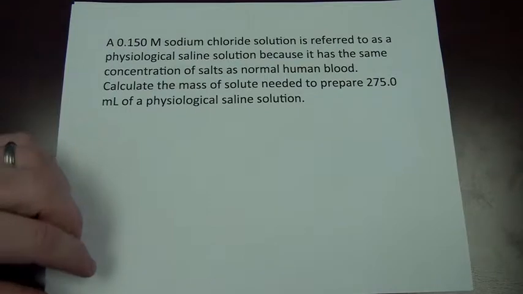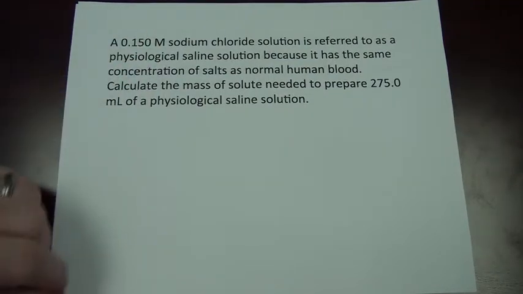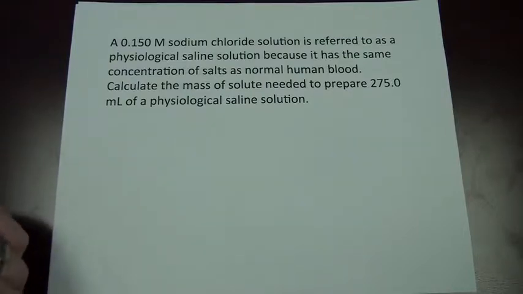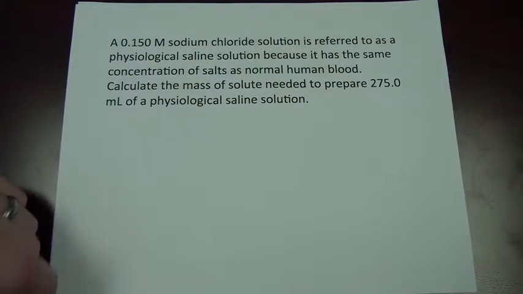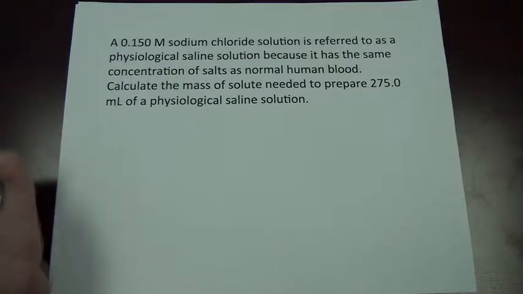if we have a 0.150 molar sodium chloride solution, it is referred to as a physiological saline solution because it has the same concentration of salts as normal human blood. Calculate the mass of solute needed to prepare 275.0 milliliters of a physiological saline solution.